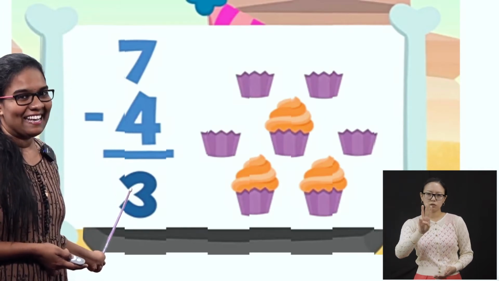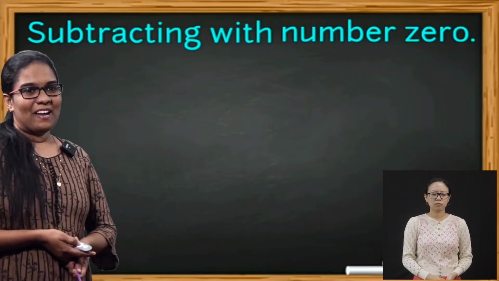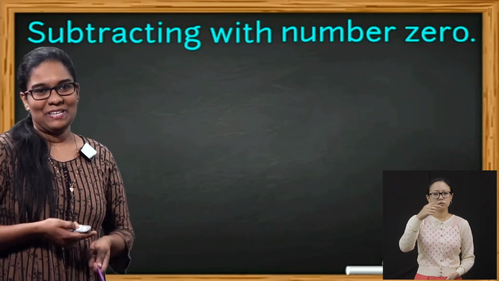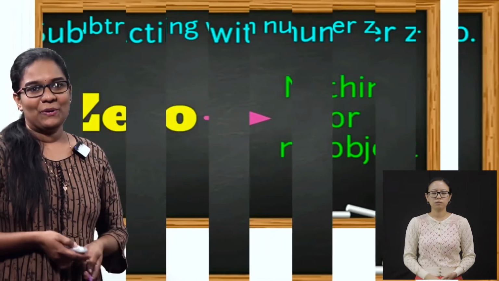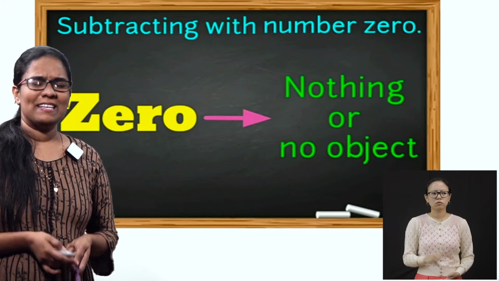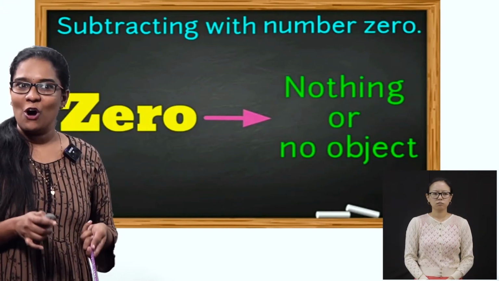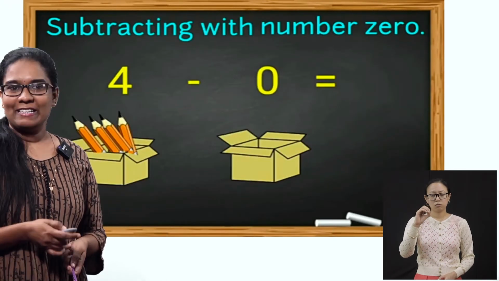Okay? Then now we are moving to subtracting with the number 0. What is 0? 0 is nothing, right? 0 is nothing or no object.